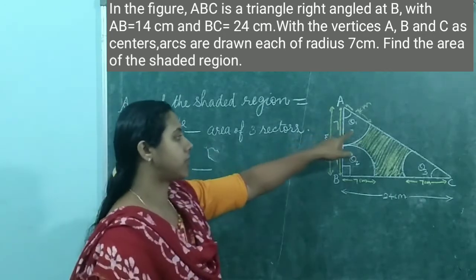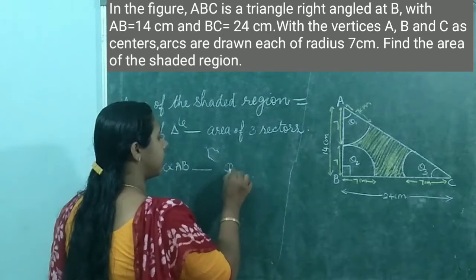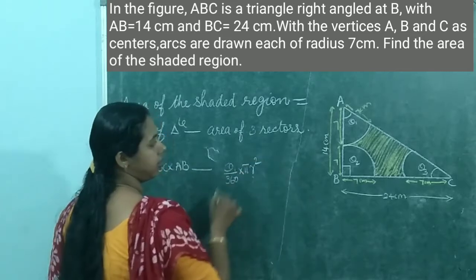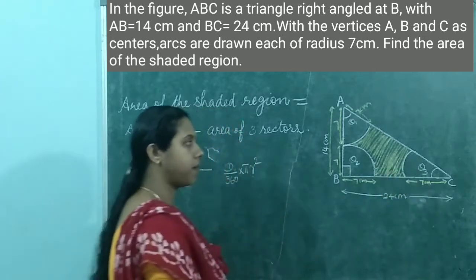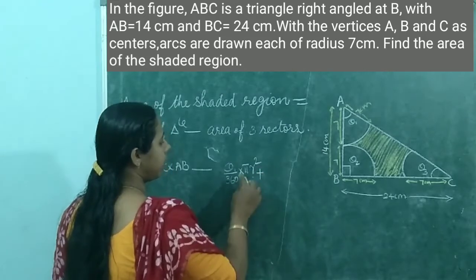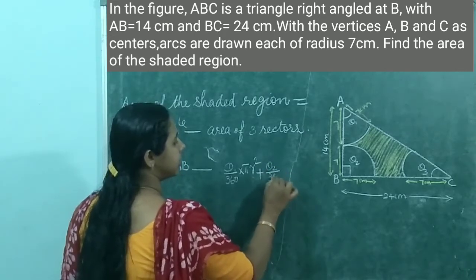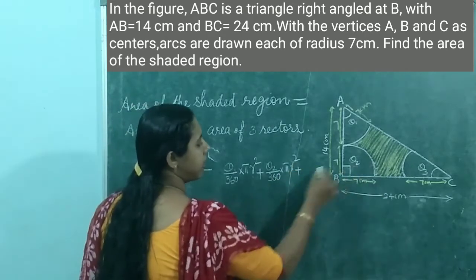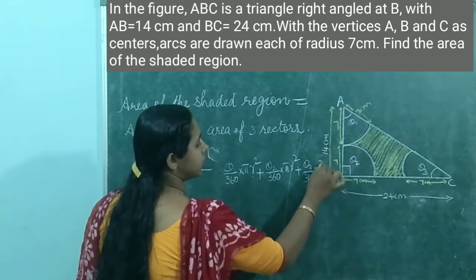So area of the first sector, the center angle is theta 1, so theta 1 by 360 into pi r square. Here radius is given as 7 centimeter. In all these three sectors the radius is the same, so you can take it as r itself. So plus area of second sector is theta 2 by 360 into pi r square, plus third one theta 3 by 360 into pi r square.